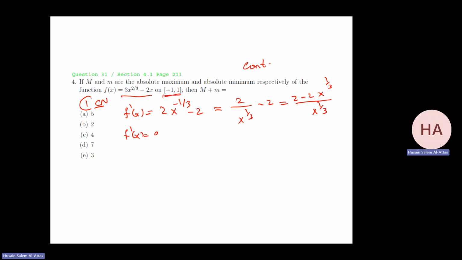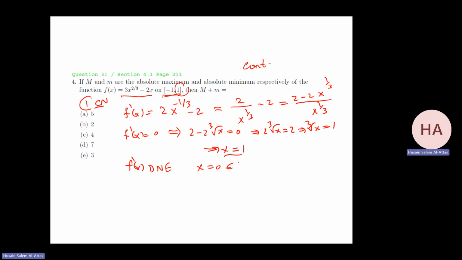Yeah, this is the interval I'm working with. So I have 2 minus 2 cubic root of x equals 0. So 2 cubic root of x equals 2, cubic root of x equals 1, so x equals 1. Is it in the interval? Yeah, but I can deal with it as an endpoint. Okay. And f prime does not exist.